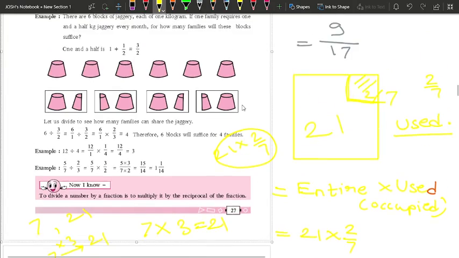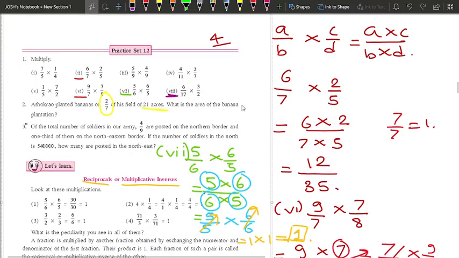We will solve word problem number 3 also, but not now because I think the video is sufficiently long. We will solve this in the next video. So till then, stay tuned.